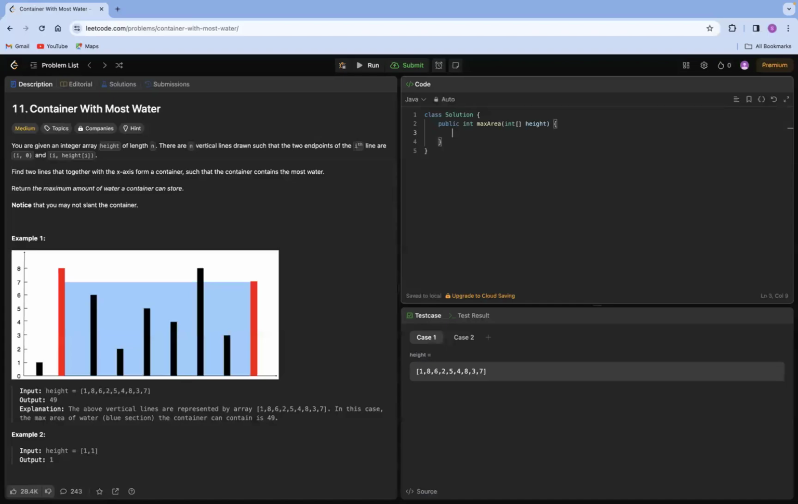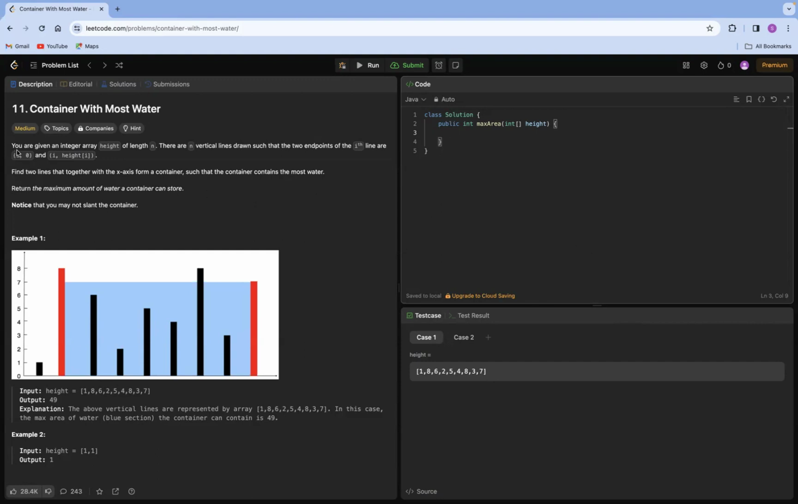Hey guys, let's understand another very interesting and important problem, that is container with most water. So the approach will be similar. We'll understand the problem, then I'll try to make you understand the algorithm. Then we'll see the step-by-step execution of the code, how it is working in the backend. So let's get started.